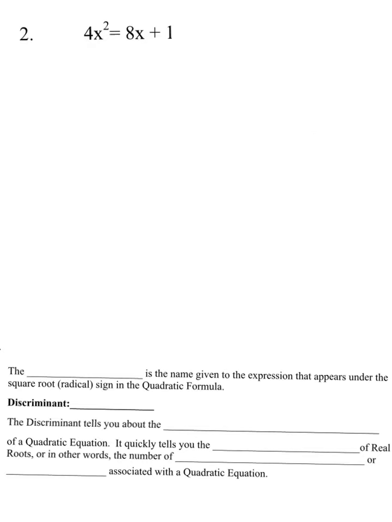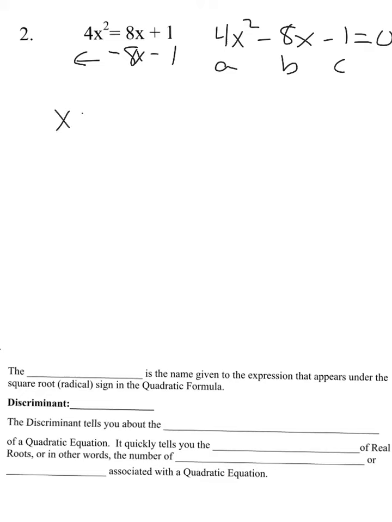Alright, our second example. The only thing is everything's not on the right side here. So you have to remember to bring the 8x over, and bring the 1 over to the left side. If I rewrite it, it'll be 4x squared minus 8x minus 1 equals 0. Now we do the quadratic formula. So there's my a, my b, and my c.